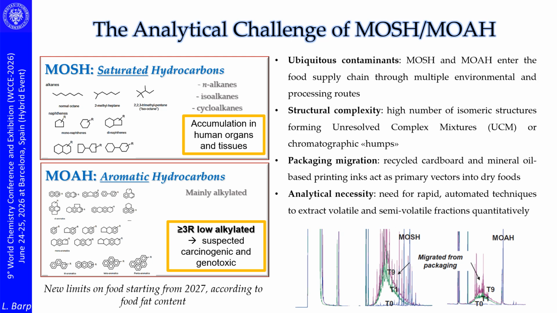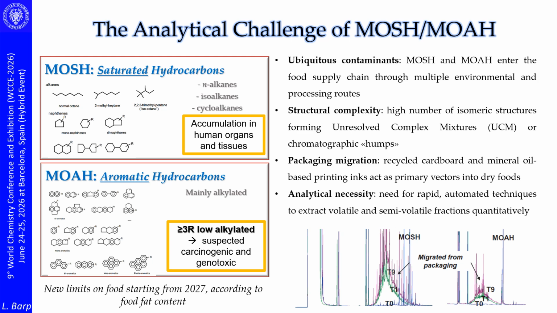mineral oil hydrocarbons, which are systematically categorized into mineral oil saturated hydrocarbons, or MOSH, and mineral oil aromatic hydrocarbons, known as MOAH. These fractions do not represent distinct isolated analytes, but rather highly complex ubiquitous mixtures containing tens of thousands of structural isomers. Consequently, when analyzing these fractions via gas chromatography, the profiles do not represent sharp resolved peaks. Instead, they appear as massive unresolved complex mixtures that manifest as broad chromatographic humps.